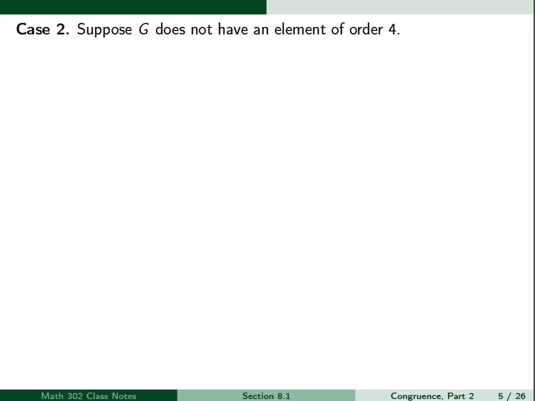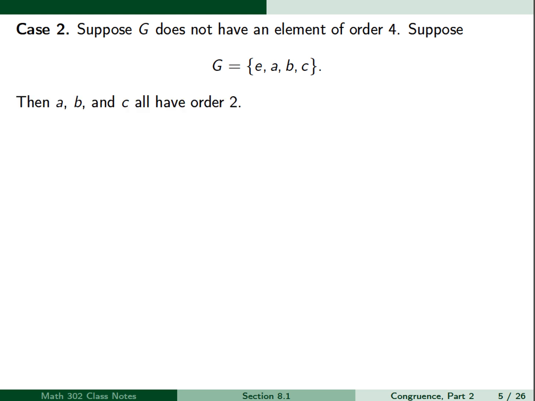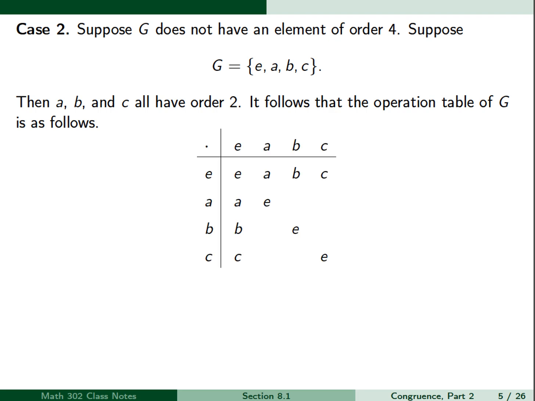For case 2, we'll suppose that G does not have an element of order 4. And let's suppose that G is equal to the set containing the identity e and 3 other elements a, b, and c. Then a, b, and c, the non-identity elements, all have order 2, since G has no element of order 4. It follows that the operation table of G is as follows. So we have our 4 elements across the top and on the left, and we have the first row and column filled in, and each element has order 2, so a squared is equal to e, b squared is equal to e, and c squared is equal to e.